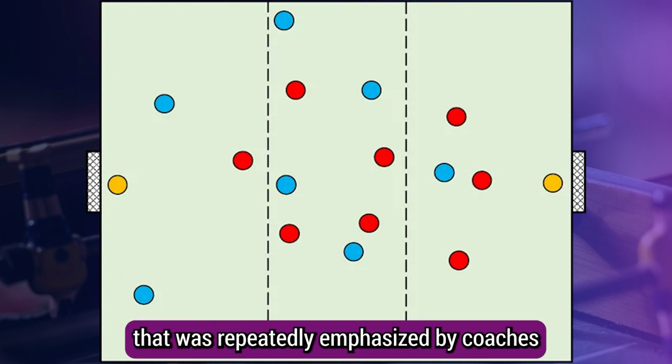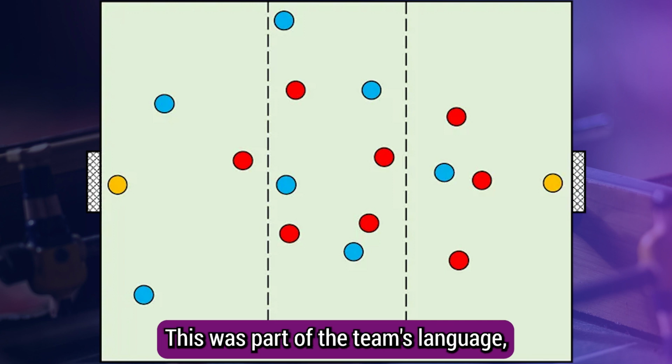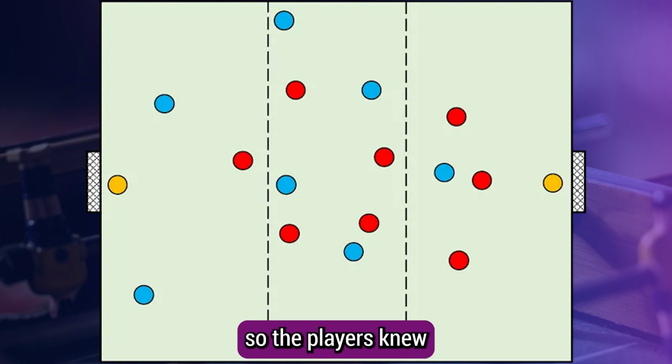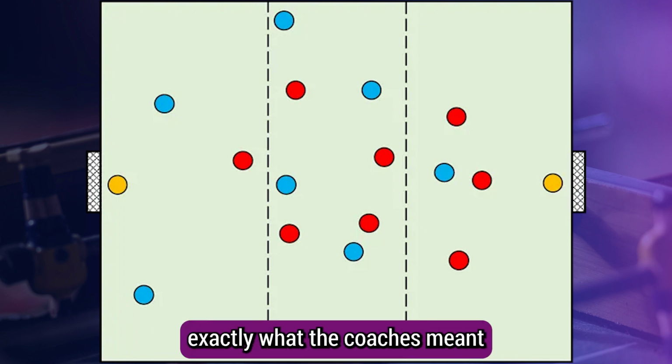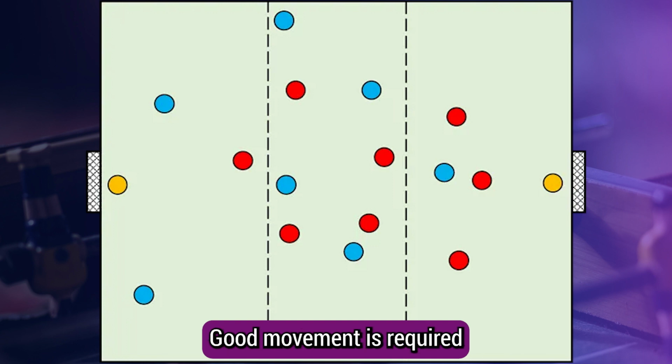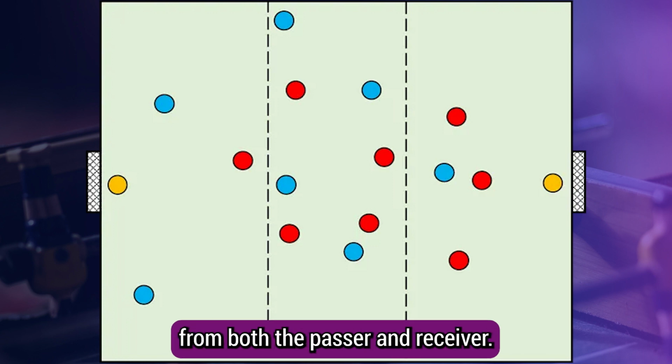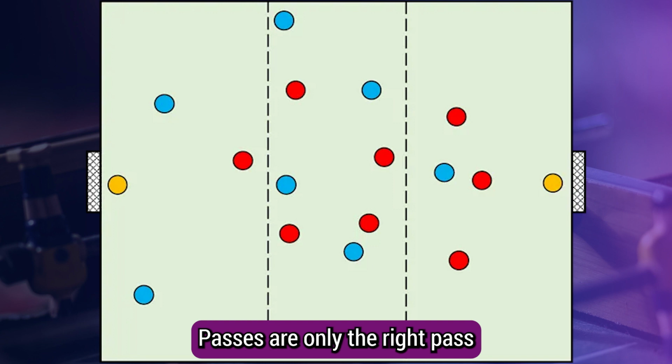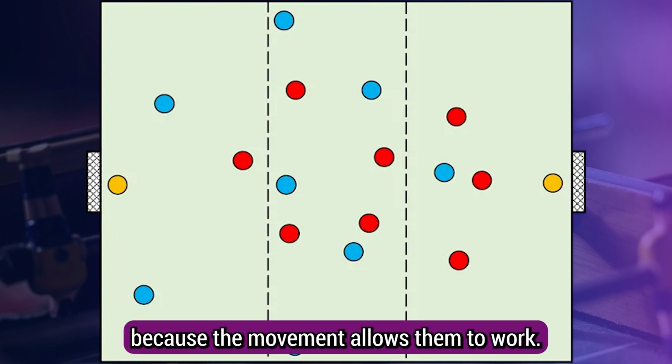Another coaching point that was repeatedly emphasized by coaches was that the movement makes the pass. This was part of the team's language, so the players knew exactly what the coaches meant for quick one-touch passes to work. Good movement is required from both the passer and receiver. Passes are only the right pass because the movement allows them to work.